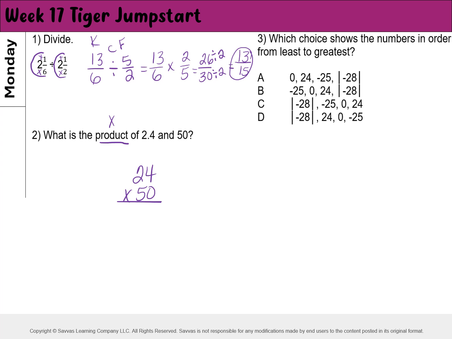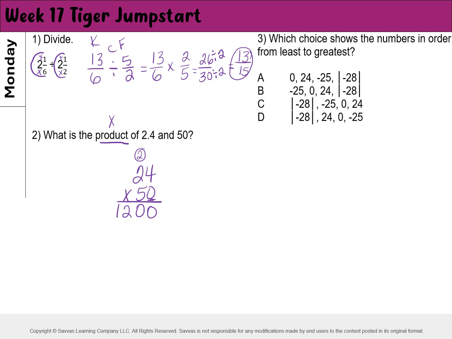Okay, I'm going to do a shortcut. So I'm going to cover up this 0, and then I'll bring it back at the end. So 5 times 4 would make 20. 5 times 2 is 10, plus 2 makes 12. And then I'm going to add this 0 that I had covered up.